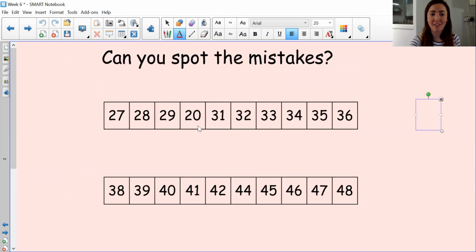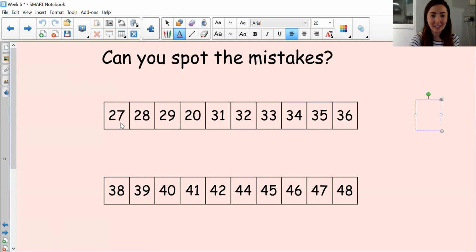Right, have a look at these 2 number tracks. We'll look at the top one first. And there is a mistake. Can you spot what the mistake is? What would be the easiest way to spot it? Would it be just to look at the numbers randomly, or would it be to start at one end and work your way along? It would be to start at one end, wouldn't it? So let's see, we'll do this one together and then we can have a go at doing this one independently.